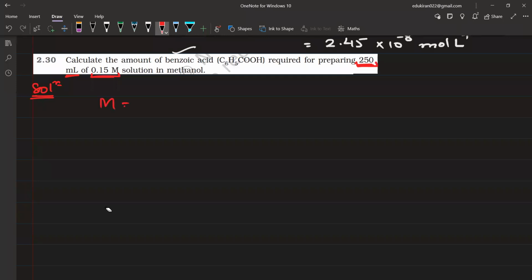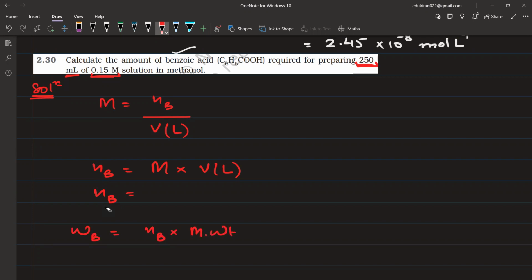Now molarity is equal to number of moles of solute divided by volume of solution in liters. ठीक है. So first of all, I will calculate the amount of benzoic acid in number of moles. Number of moles of benzoic acid will be equal to the molarity multiplied by the volume in liters. And then I will calculate the mass of benzoic acid required, which will be equal to number of moles of benzoic acid into the molecular weight of benzoic acid. Okay, तो यहाँ से आपका आंसर मिल जाएगा.